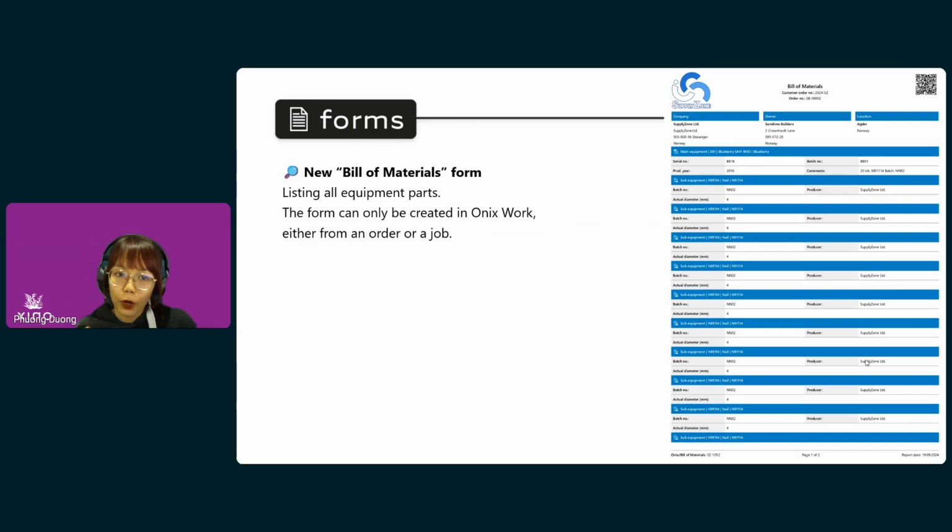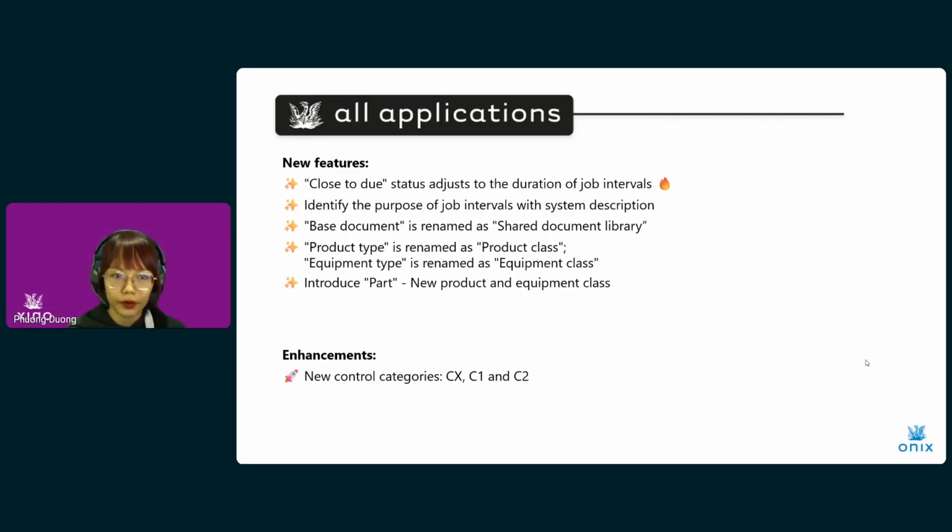And an important note when you use this bill of materials form is that it can only be created in Onix Work, and you can attach it to an order, or if you manually create a job, you can also use this bill of materials form. If you're interested in using bill of materials form, please contact your company's customer success manager at Onix and ask them to help you enable this form. And then you can activate or deactivate it depending on your needs. Okay, so that's for three forms.